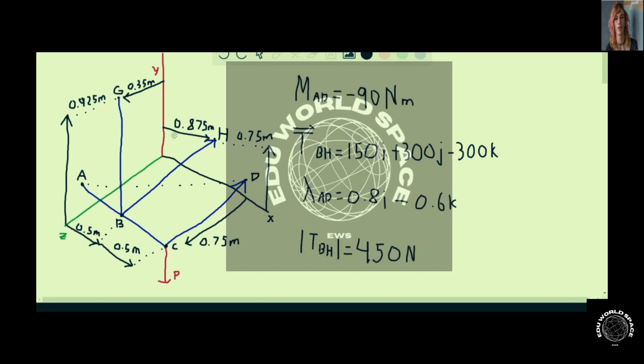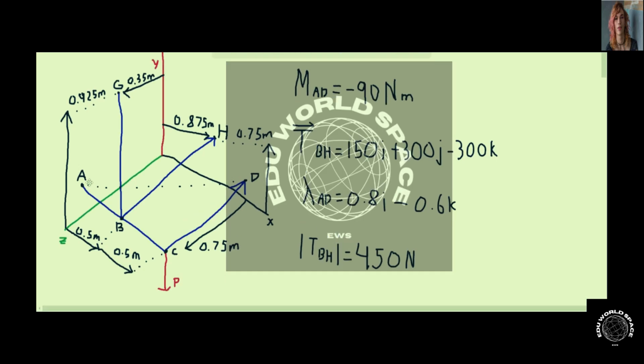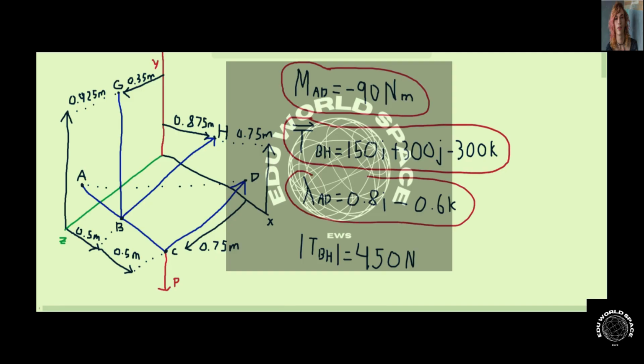We're asked to find the perpendicular distance between the diagonal AD and the line of action BH, the tension on the cable BH. And what I'm circling in red are values that we've calculated in a previous problem that the problem is referencing. So these are calculated in a separate problem, and we're asked to use these values in this problem.